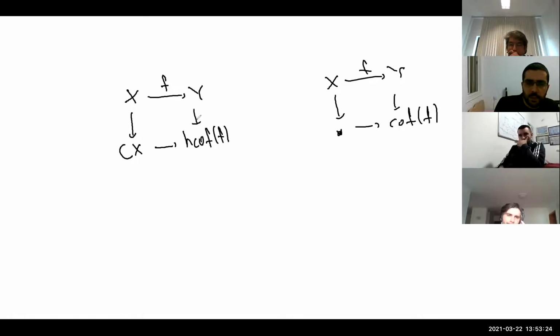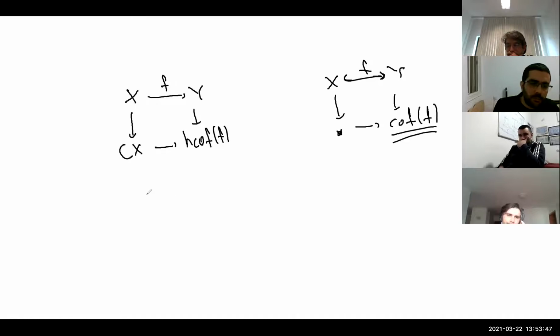But sometimes I can choose another model for the homotopy cofiber if the map here is a cofibration. So for me, it's the same. Okay, it's not in general, it's in a proper model category, but it's okay. So it's equivalent, and this is a model of the homotopy cofiber.